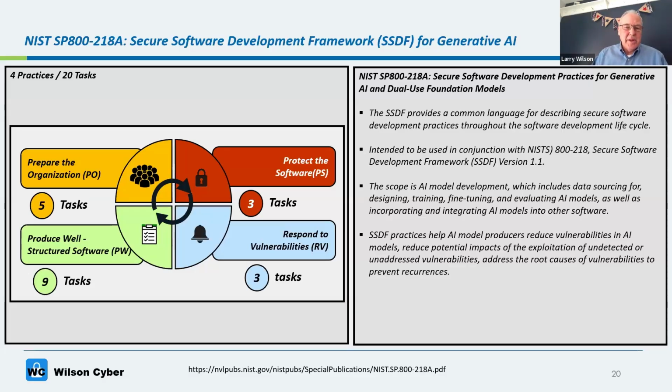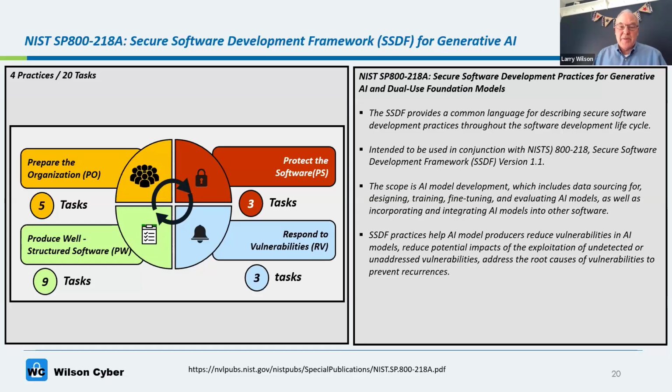So next, let's talk about security controls. And we're going to start with the NIST 800-218A, Secure Software Development Framework for Generative AI. It is comprised of 4 practices and 20 tasks. The practices are prepare the organization, produce well-structured software, protect the software, and respond to vulnerabilities. And we'll walk through what those different tasks are as well.